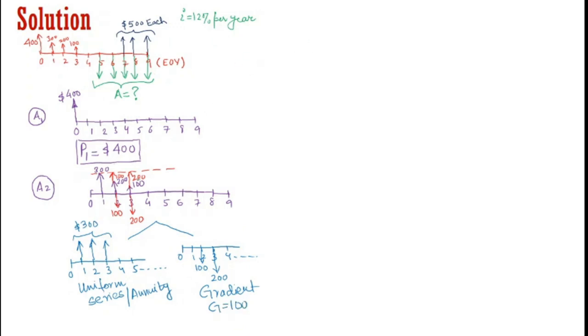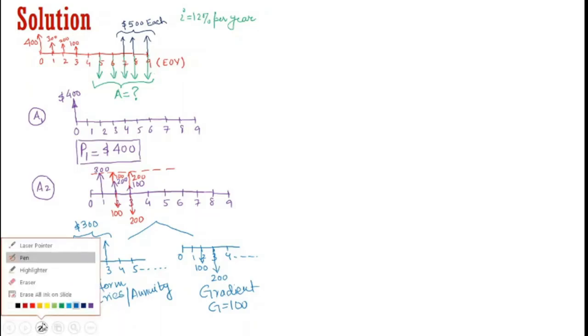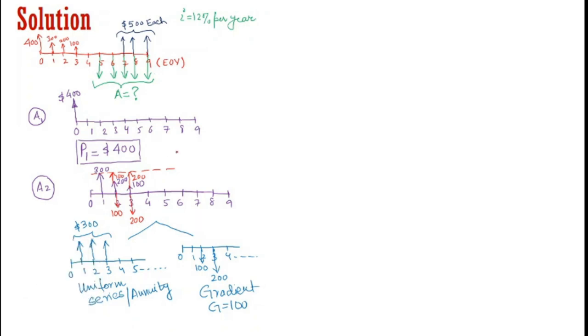if I solve this one, the uniform series, okay, so now I am solving for the uniform series. What I am interested in is finding out the equivalent worth of these three transactions, that is the annuities, at this point of time. So let me call this P2.